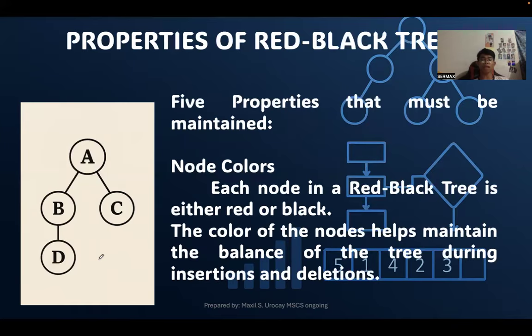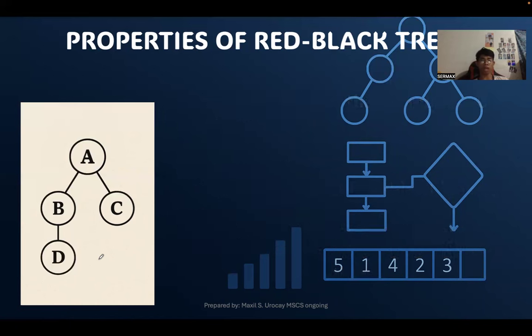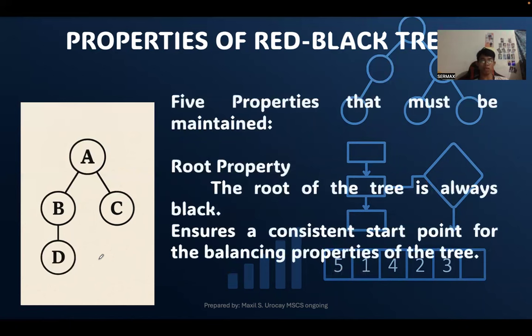Each node in a red black tree is either red or black. The color of the nodes helps maintain the balance of the tree during insertion and deletion. So therefore, it will be represented as either red or black nodes. And the root property is always black. This ensures a consistent starting point for the balancing properties of the tree.